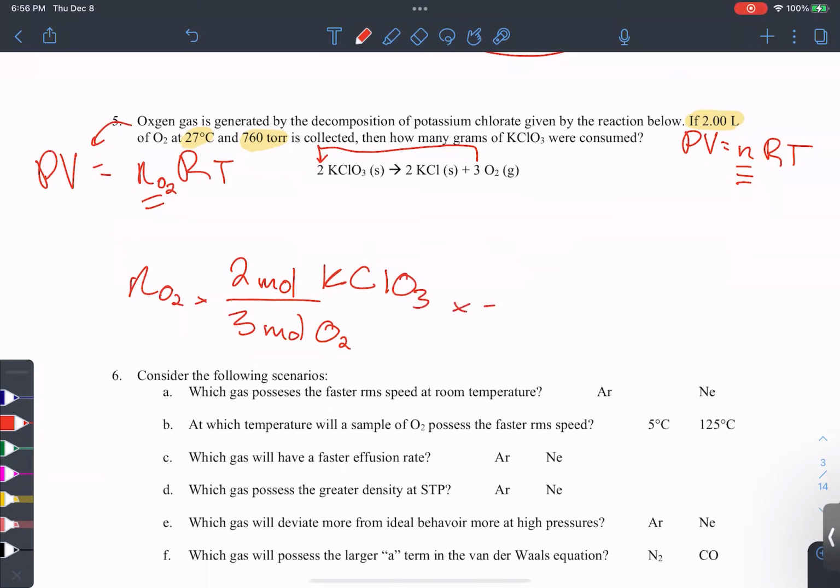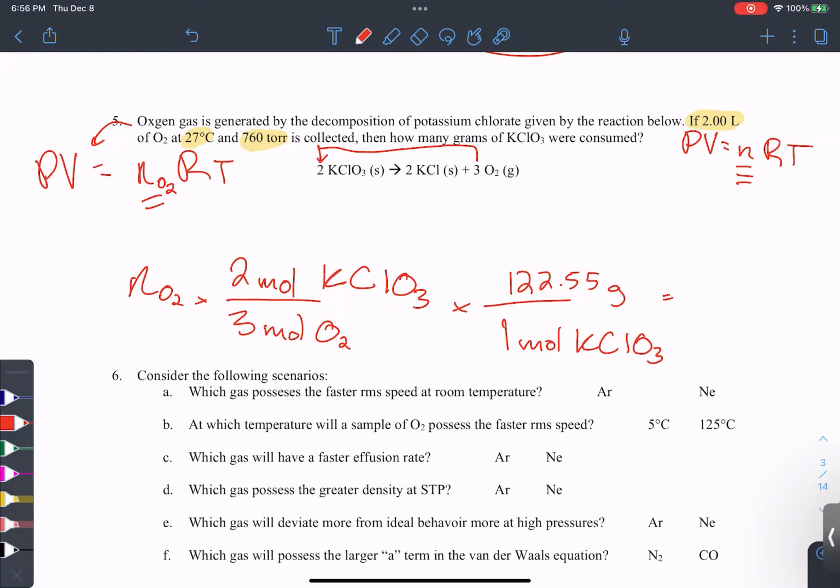KClO3, and then the molar mass. So 1 mole of potassium chlorate, it weighs something. What is it? 122.55 grams. And then that's how you do it. All right. So just like before in chapter 3, we just have a new way to get moles. We use PV equals nRT.